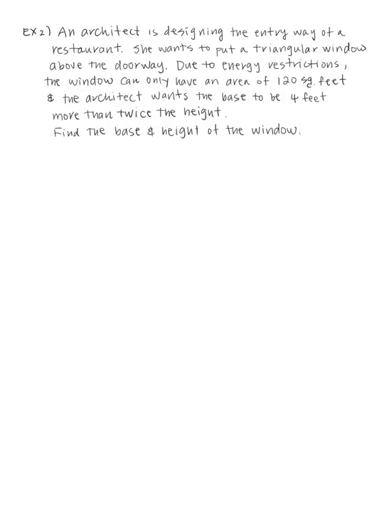Now let's look at something like this. Example 2: an architect is designing the entryway of a restaurant. She wants to put a triangular window above the doorway. Due to energy restrictions, the window can only have an area of 120 square feet, and the architect wants the base to be 4 feet more than twice the height. Find the base and height of the window.